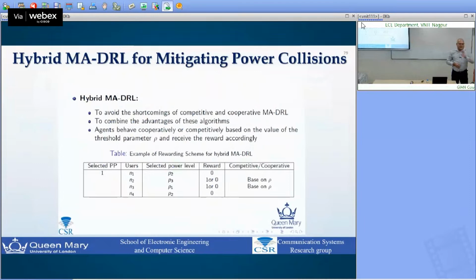Earlier, either 1 or 0. If it is competitive, it is 1. Cooperative, 0. Now we are going to have a threshold. Based on that threshold, it can be 1 or 0. So that is the hybrid.